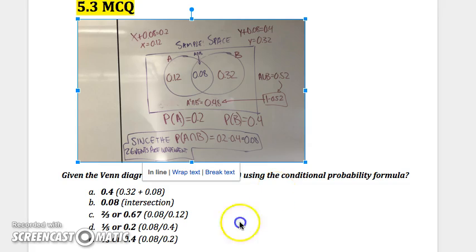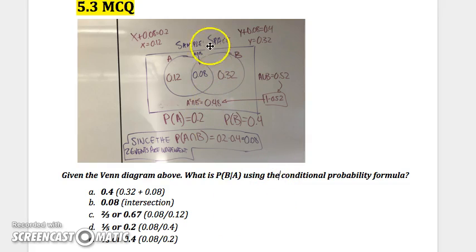Zoomed out a little bit. Given this Venn diagram, what's the probability of B given A? Here are your 5 possible answer choices. Now pause, go over the conditional probability formula in the 5-3 summary, look at those examples, and then answer the multiple choice.